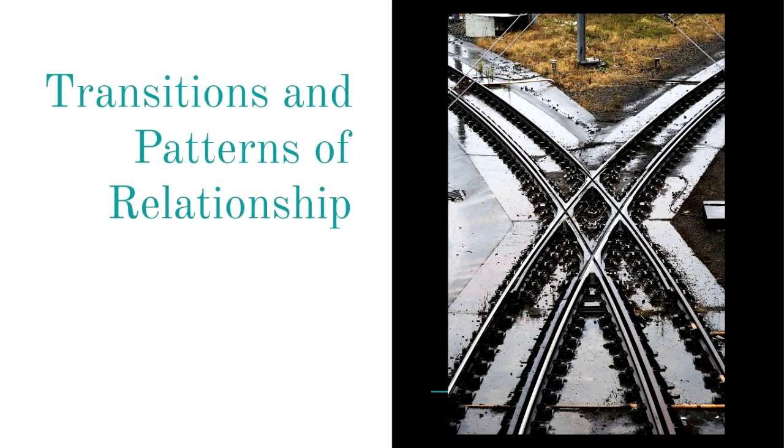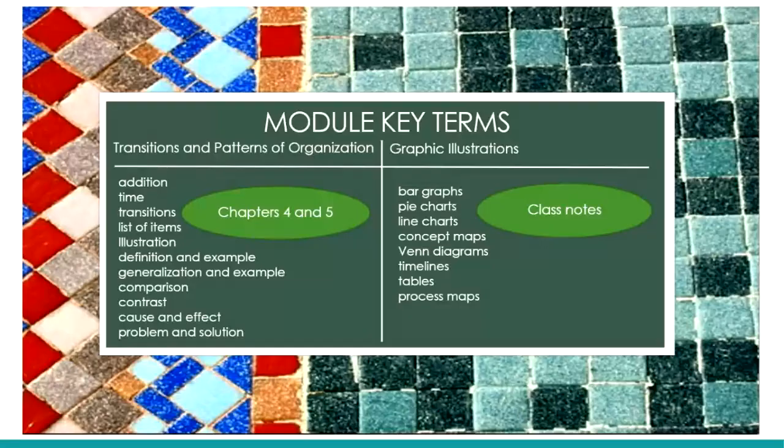So today we're going to talk about transitions and patterns of relationship. Here are the key terms for the module for weeks 3 and 4 that you're going to need to know before test 2. And here are all the transitions and patterns of organization that we're going to be looking at this week. So you'll need to be able to identify these and know what they mean.